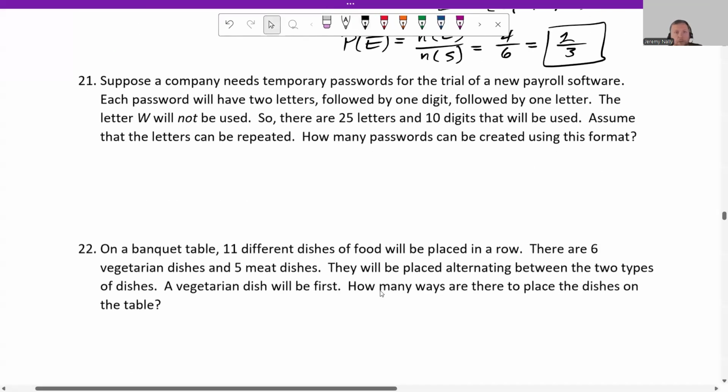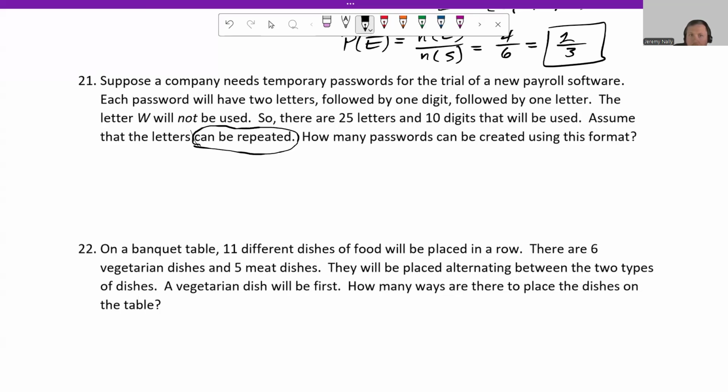Suppose a company needs temporary passwords for the trial of a new payroll software. Each password will have 2 letters followed by 1 digit, followed by 1 letter. The letter W will not be used, so there are 25 letters and 10 digits that will be used. Assume that the letters can be repeated. So that's important to know. How many passwords can be created using this format?